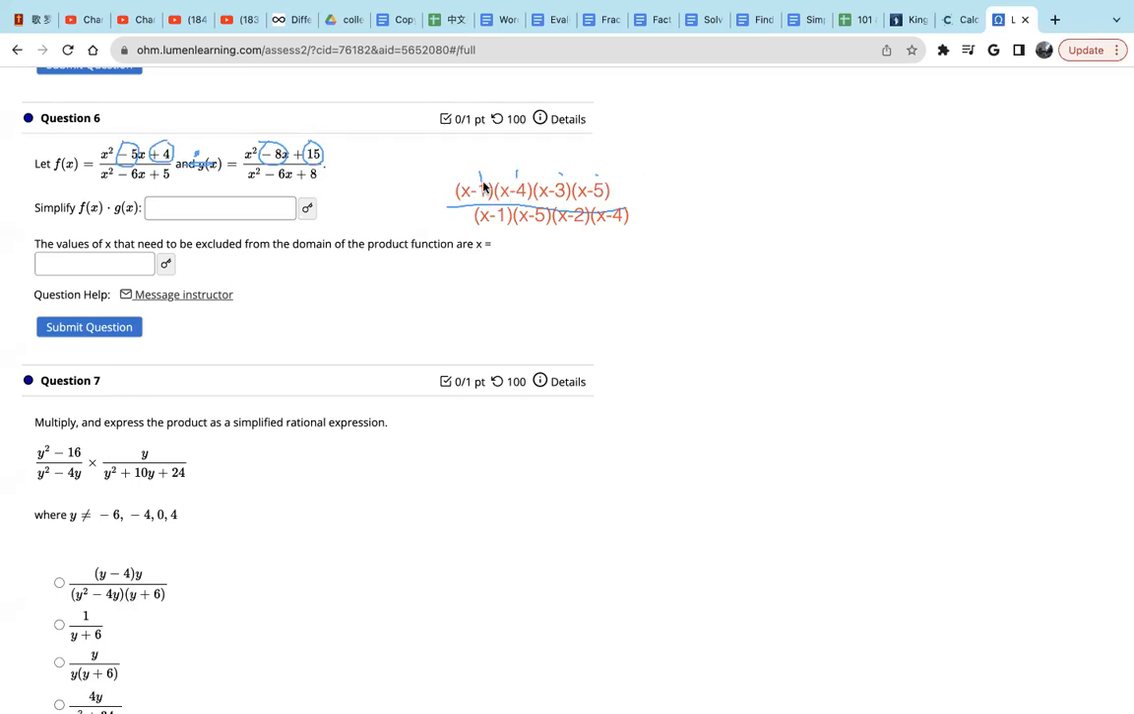All we have to do is find the common factors in the numerator and in the denominator, because something divided by itself becomes 1. Then we see x minus 4 in the numerator, x minus 4 in the denominator. These two become 1. We have x minus 5 in the numerator and x minus 5 in the denominator, and these two become 1. So what's left? 1 times 1 times 1 times x minus 3 in the numerator. In the denominator, I have x minus 2. So that just becomes x minus 3 divided by x minus 2.